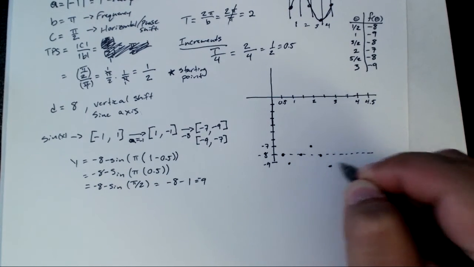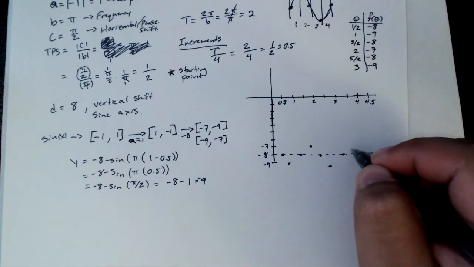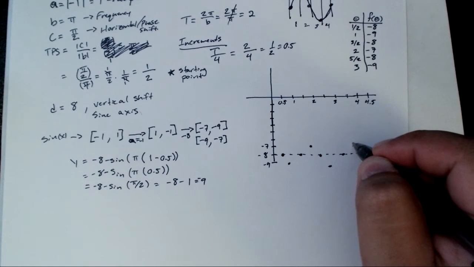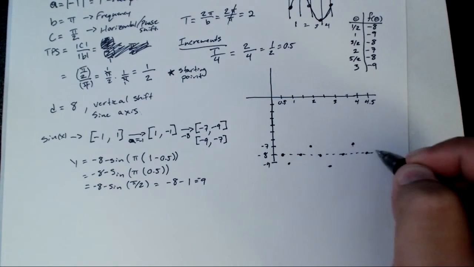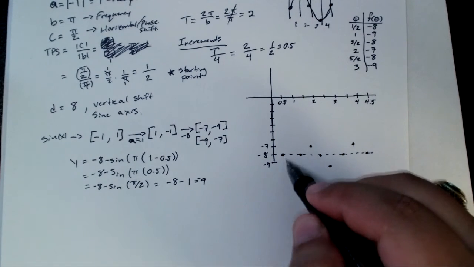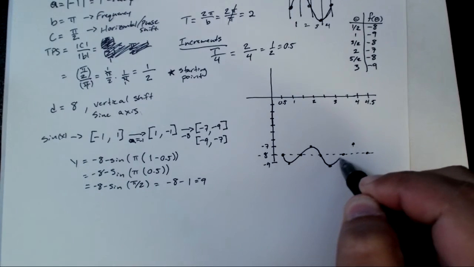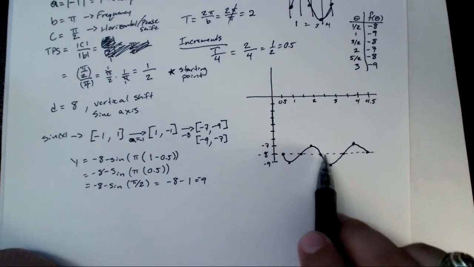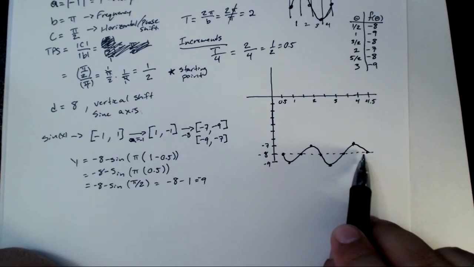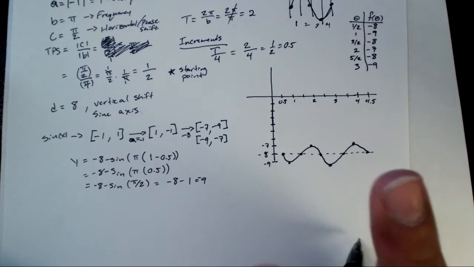Hopefully you can start seeing the pattern. At 3.5 we'll be back at -8. At 4 we'll be back at -7. And at 4.5 we'll be back at -8. So if you connect the dots, you can see that we've completed 1 whole wave here, 2 whole waves here. And that's exactly what the instructions are asking us for, 2 waves.